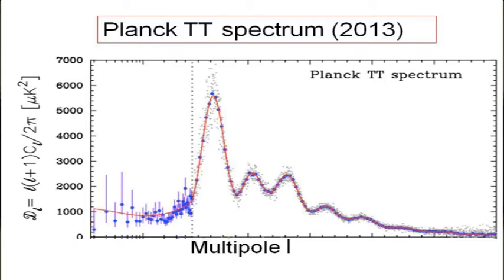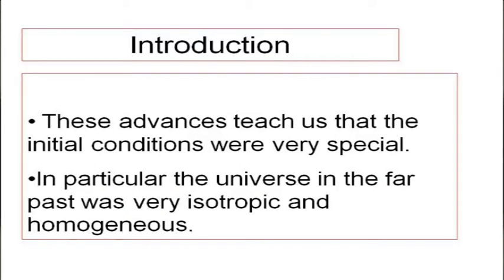And this theory is not very contrived. As I said, it has 5 parameters. From that, you extract the 5 parameters and you try to learn about the universe. That's the kind of game we like to play in this whole subject. So these advances teach us something very special. They teach us actually that the initial conditions of the universe were very special, and that's what I'd like to turn to next and tell you more about.